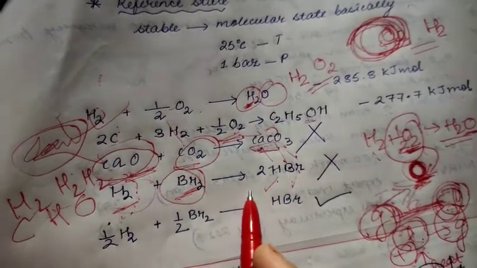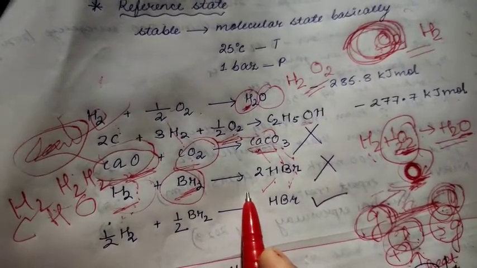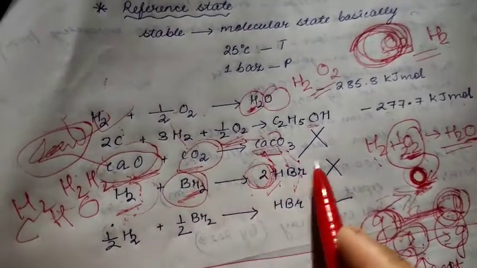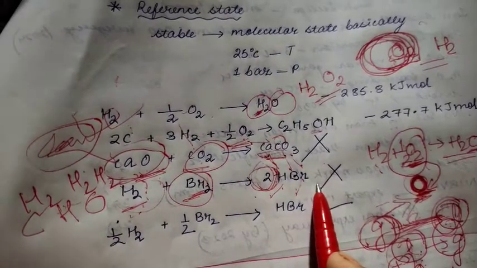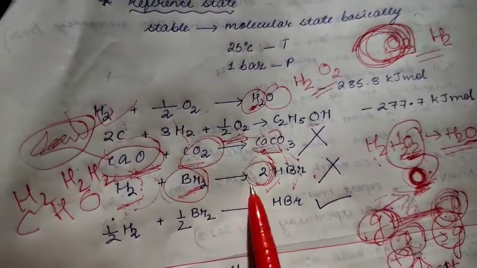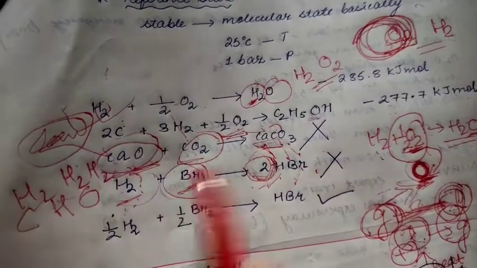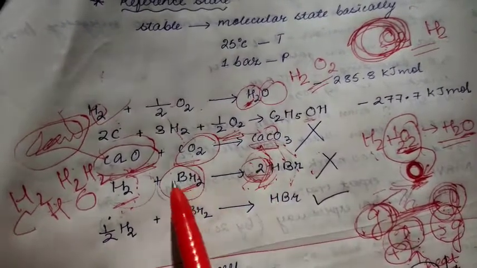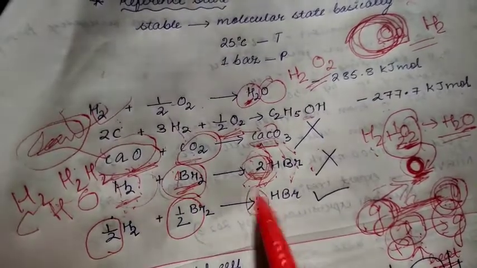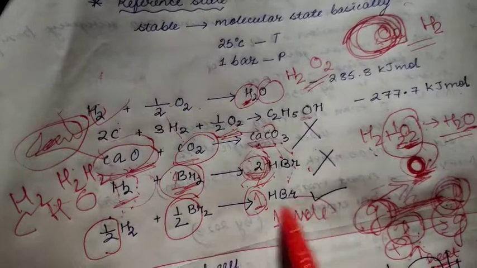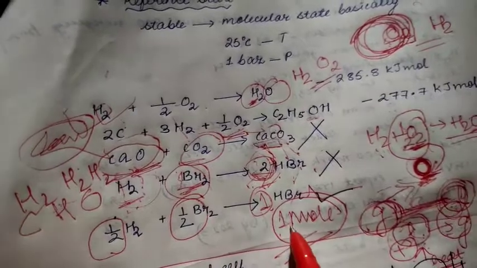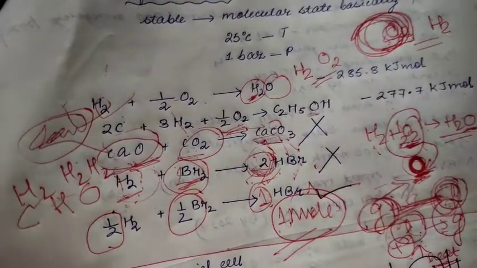Recall that I have said when 1 mole of the compound is formed, but here you see 2 moles of the compound are formed. So this is also not an example of molar enthalpy of formation. But we can change this one. How? If you divide by 2 on both sides, what will you get? Here 1 by 2, here 1 by 2, and here it will become 1. So 1 mole of the compound is formed. So now this is the correct example for molar enthalpy of formation. Is it clear? Standard enthalpy of formation.